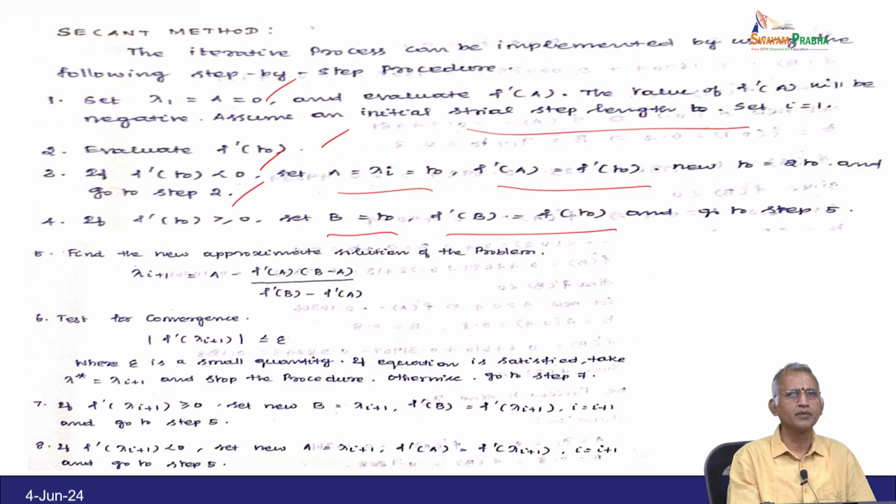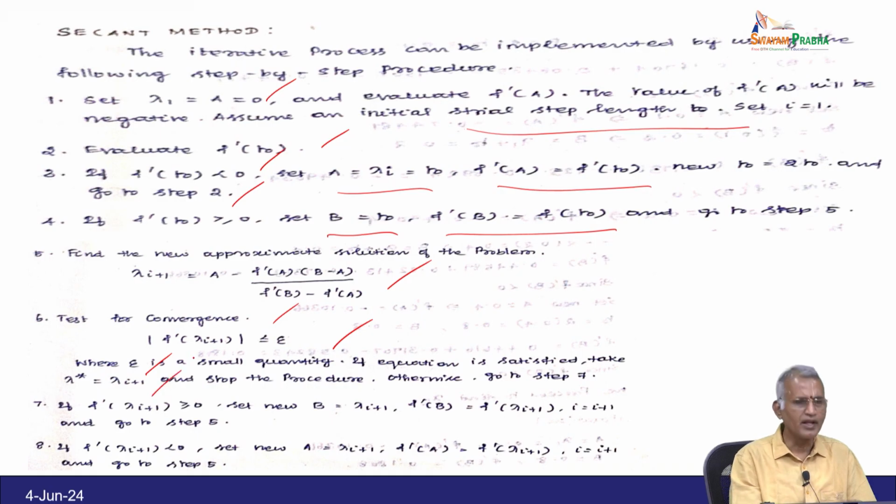Find the new approximate solution of the problem, lambda suffix i plus 1 equal to a minus f dash of a into (b minus a) by (f dash of b minus f dash of a). And for testing of convergence, modulus of f dash of lambda i plus 1 less than or equal to epsilon, where epsilon is a small quantity. If the equation is satisfied, take lambda star equal to lambda suffix i plus 1 and stop the procedure. Otherwise go to step 7.